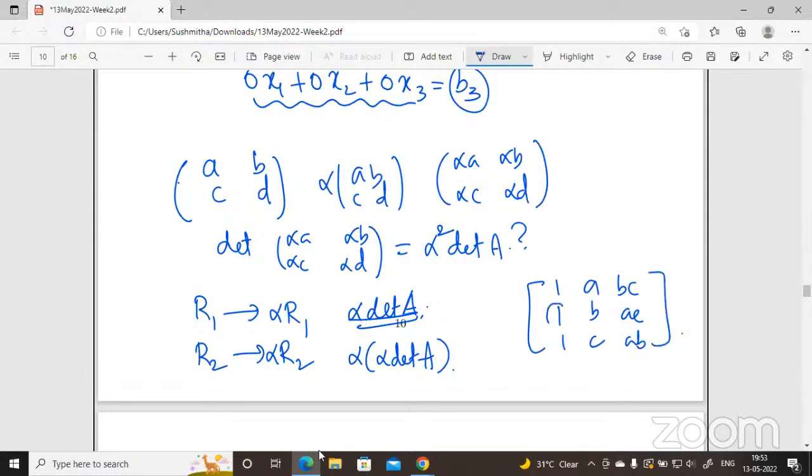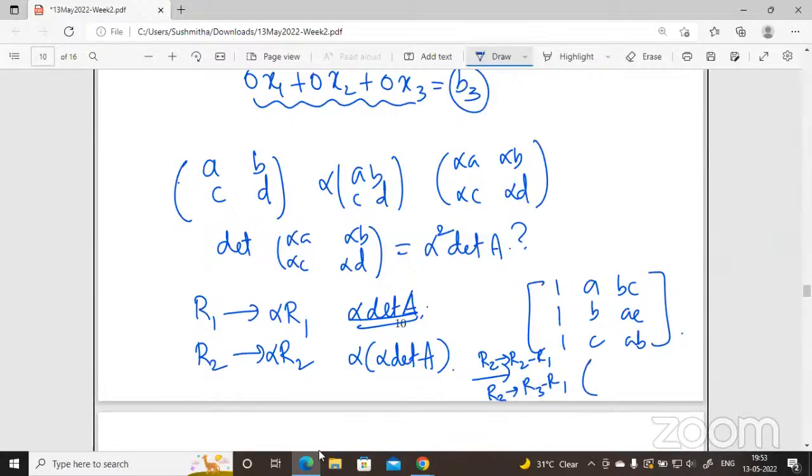Now if I want to make this entry 0, I can do R2 is R2 minus R1, right? I'll replace R2 with R2 minus R1. When I do this, is the determinant going to change? No, right? This row operation does not change the determinant. Similarly, R3 is R3 minus R1. This is also not going to affect the determinant.